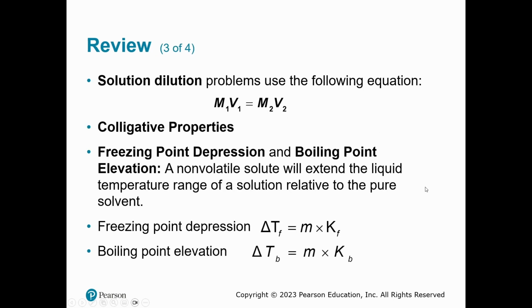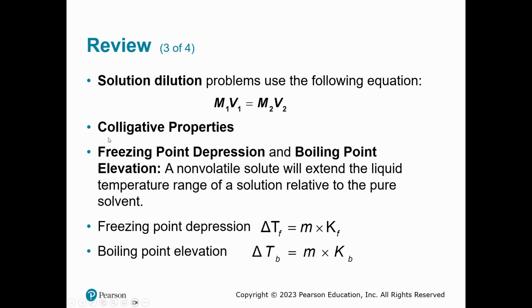So we talked about dilutions. M1V1 equals M2V2. We're just changing the volume. The amount of material staying in there is the same, and so the moles will always be constant. Because molarity times volume equals moles, moles has to equal moles. All we're doing is modulating the volume and the concentration, not changing the amount of material.